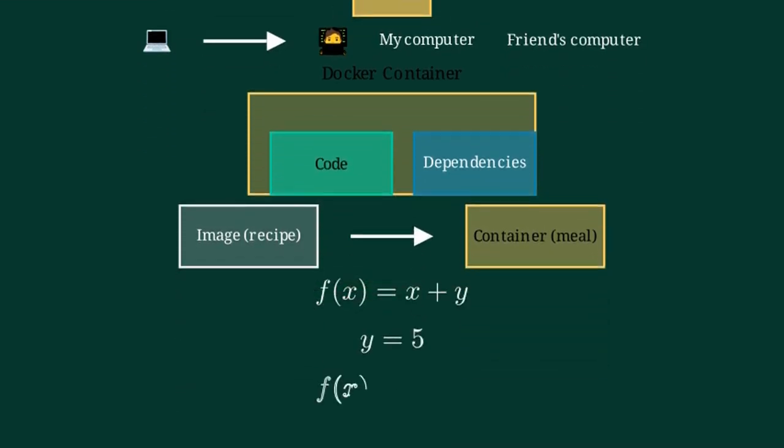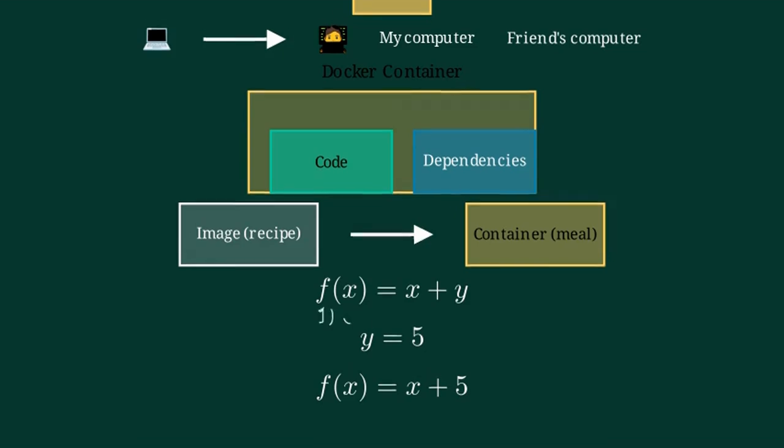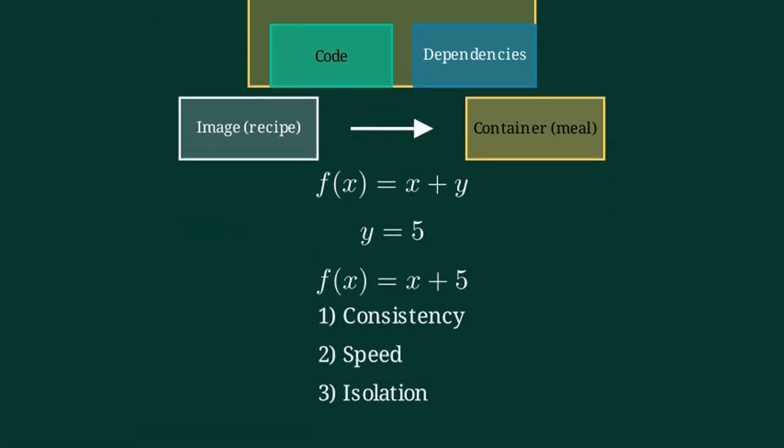Here is the math logic. Imagine a function f(x) needs a special variable y = 5. If your friend does not have y = 5, the math fails. Docker packages f(x) and y = 5 together. So it always works. People love Docker for 3 reasons: consistency, speed, and isolation.